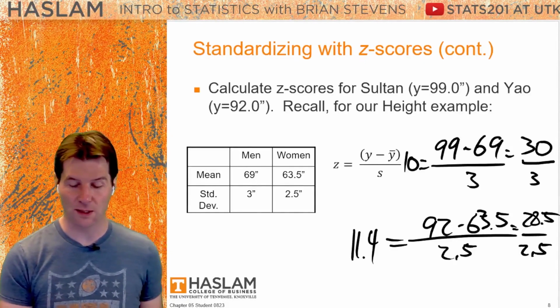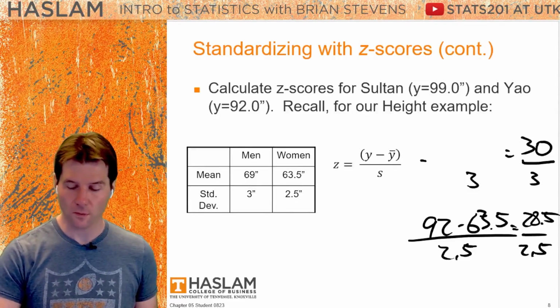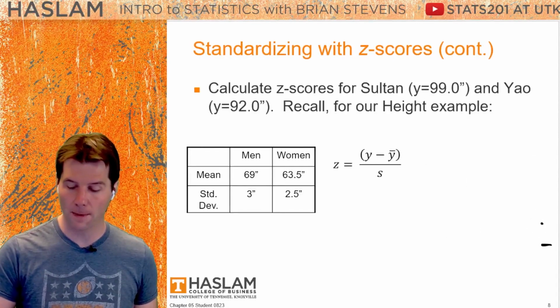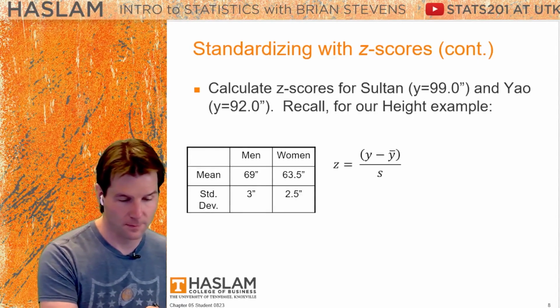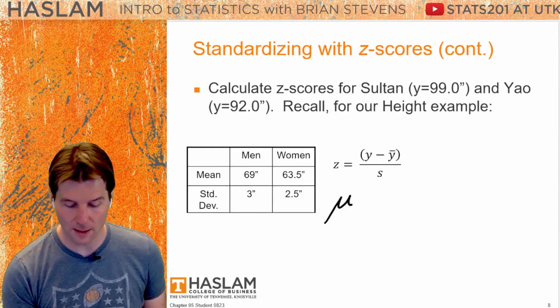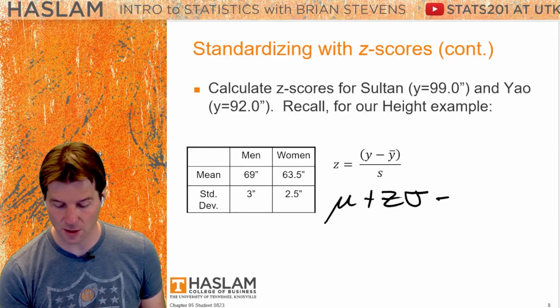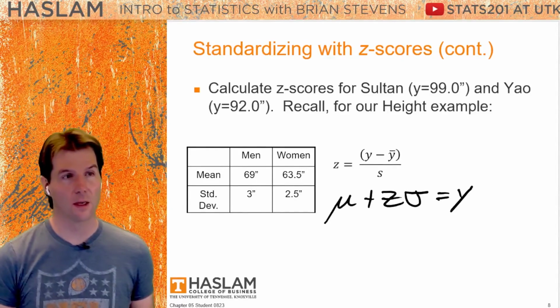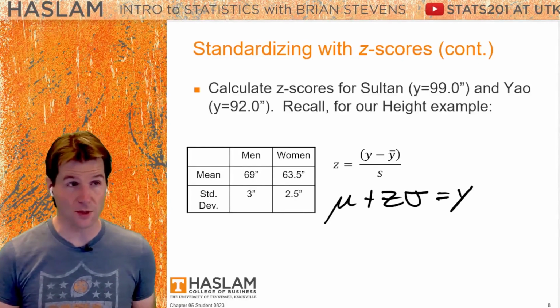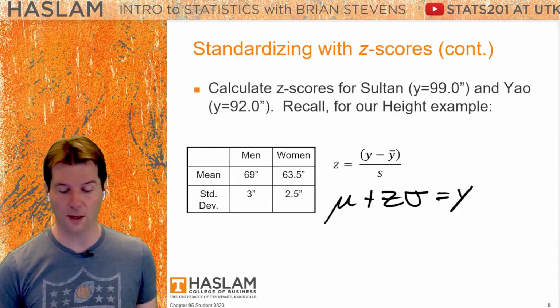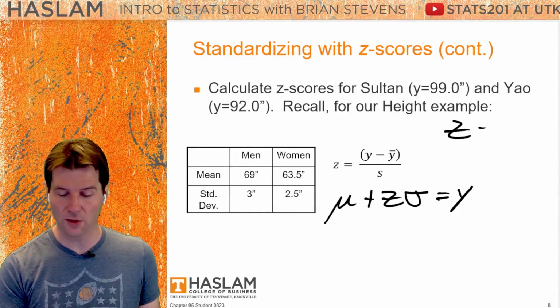But let's say your friend tells you their z-score. We can rework the z-score formula, and this is a good one to write down, as the following. We can say that the mean plus the z-score times the standard deviation is equal to the observation. And this is what you're doing when you tell someone a z-score. If your friend says, I have a z-score for my height of 3 and I'm male, well, they just told you their z-score is 3.